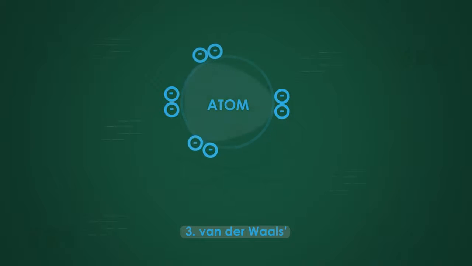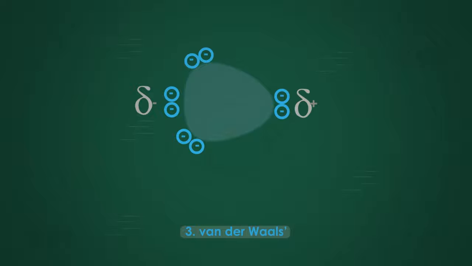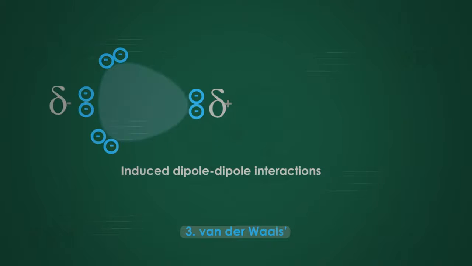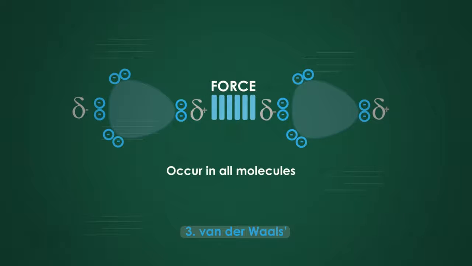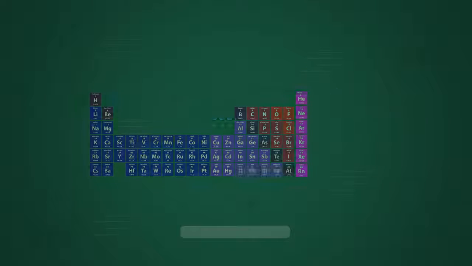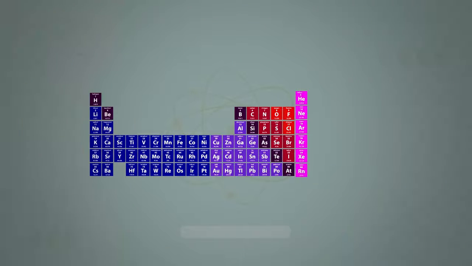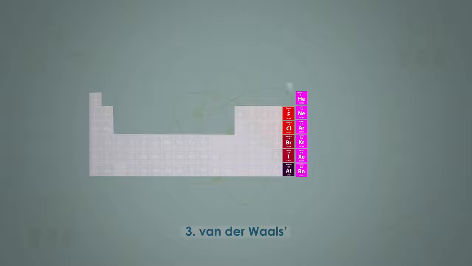They arise out of movement of the electrons in the shells. If we could freeze the action at any moment in time, there would be an instantaneous dipole at that particular moment. These induced dipole-dipole interactions, called van der Waals forces, occur in all molecules, whether polar or not, but are the only intermolecular forces between non-polar molecules, such as the halogens and the noble gases.